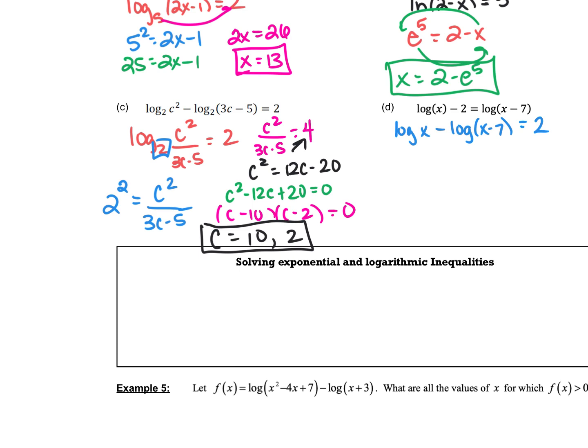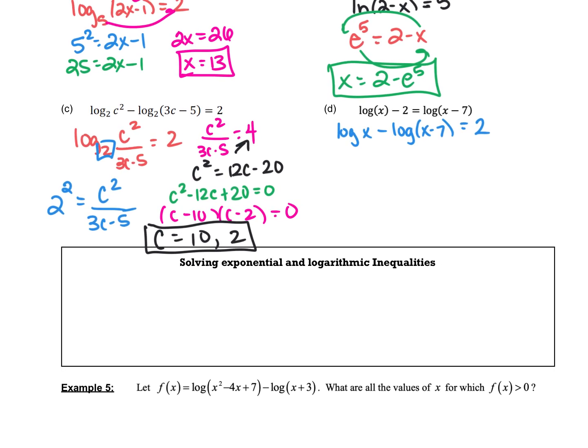What do you think you might want to do next? Divide. Okay, we're going to write it as one log and division. So log of x over x minus 7 equals 2. Now I've got a single log and a value. Let's write it in exponent form. What's my base? 10. When I can't see it, it's 10. All right. When it's ln, it's e. Okay. So 10 to the second equals x over x minus 7. Okay. Which gives me 100.